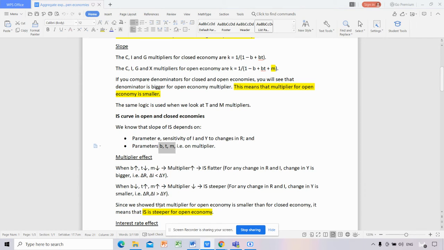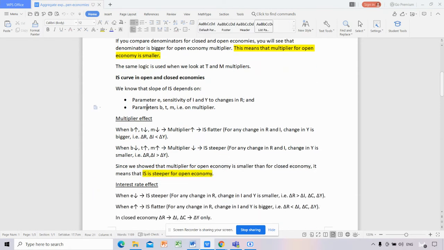So we showed that the multiplier for the open economy is smaller than for the closed economy. And it means this case is applicable for the open economy. IS is steeper for the open economy. If we look at parameters B, T, and M and the multiplier effects, we can clearly see that IS in the open economy should be steeper than in the closed economy. Multiplier smaller in open economy, this case applicable, IS is steeper for open economy. But that's regarding B, T, and M.